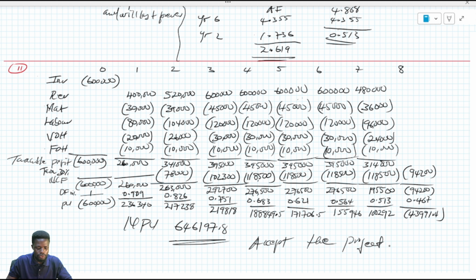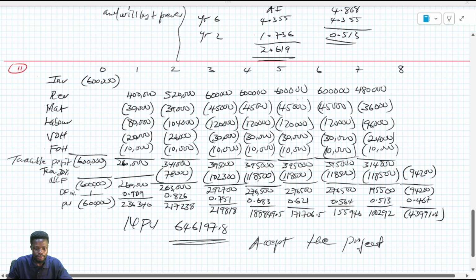So far you have been able to look at your NPV this way, and when tax is paid in arrears. So copy this one, then we look at the third requirement.